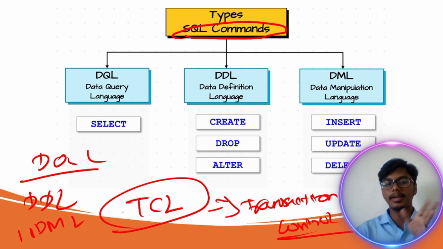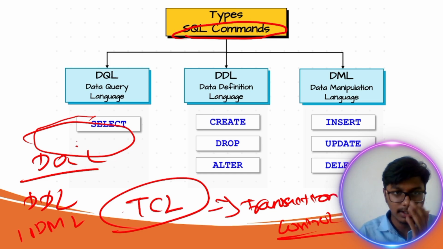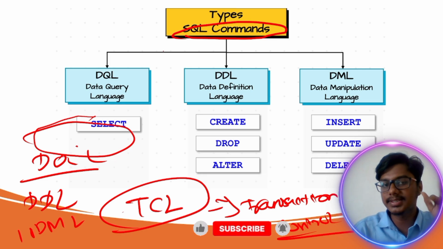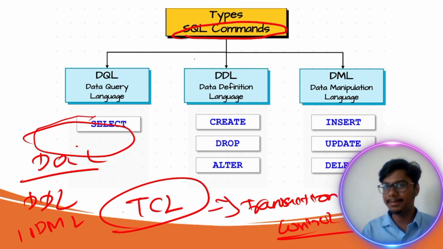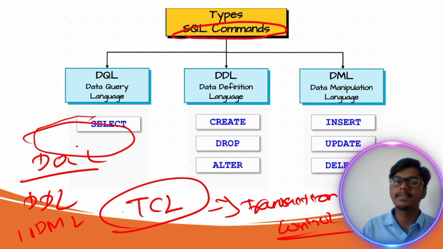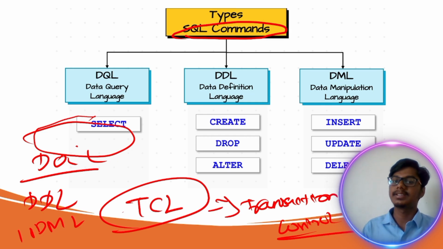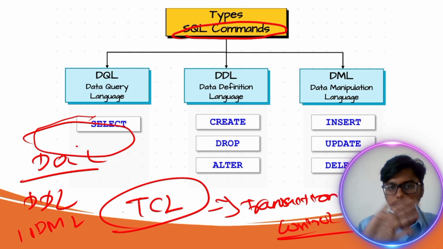Today's agenda is about select, so we will discuss that later. The three main commands are data query language, data definition language, and data manipulation language. In data query language, there is only one command, called select. In data definition language, as the name says, we give definitions, with commands like create, drop, and alter. In data manipulation language, there are three commands: insert, update, and delete.